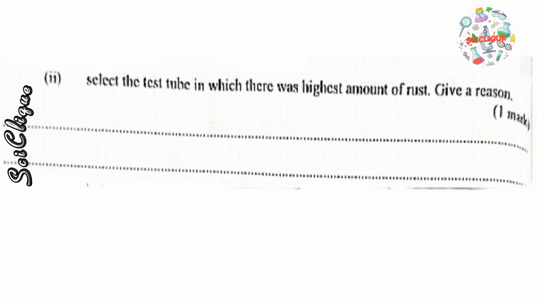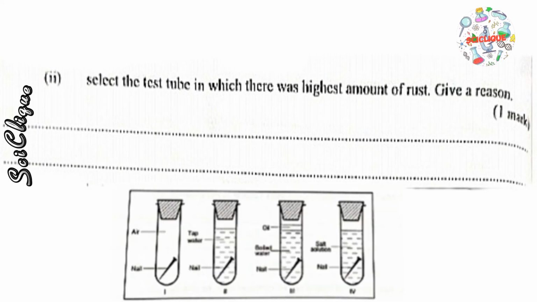Roman 2, select the test tube in which there was highest amount of rust. Give a reason. Now, if you look at the test tubes, there will be rusting in test tube 1, 2, and 4. But out of these 3, more rusting will take place in test tube 4. And the reason for this is because of the presence of the salt solution. Remember, we have 2 conditions that accelerate rusting, that ensure that rusting occurs at a very quick rate. And that is salty conditions and acidic conditions. So due to the salt solution, we are going to have a faster rate of rusting in test tube 4.